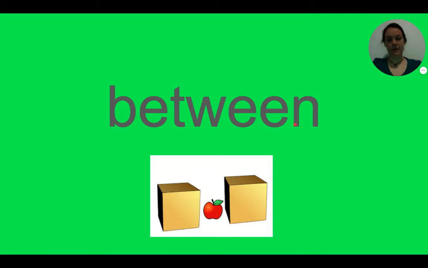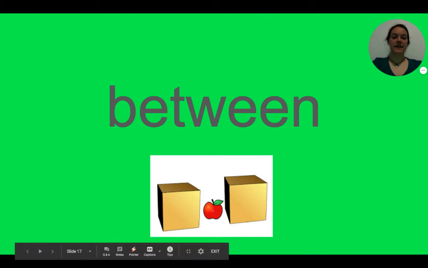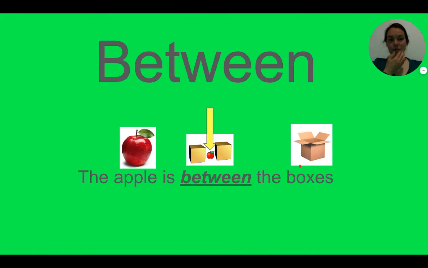So, next word. Repeat after me. Say between. Good. Between is something that is like in the middle of something. So here we go. The apple is in between two boxes. So I would use the word between in a sentence. The apple is between the boxes. So right here, something right in the middle.